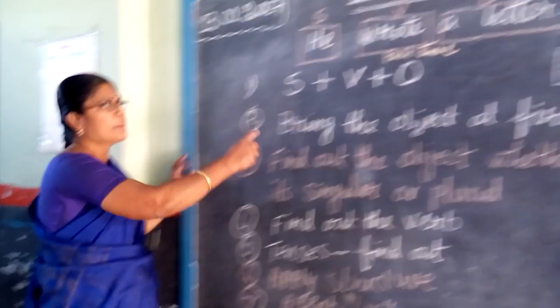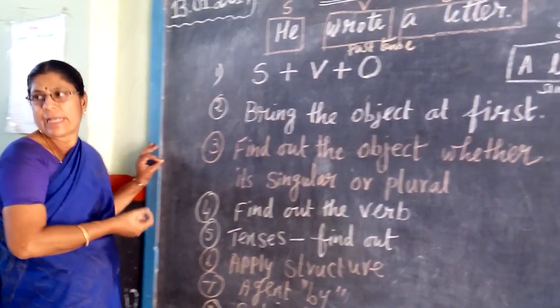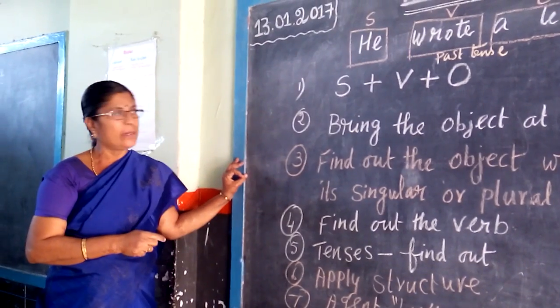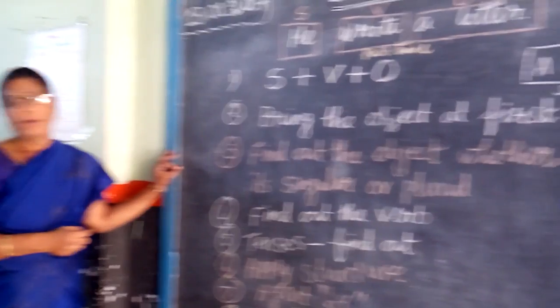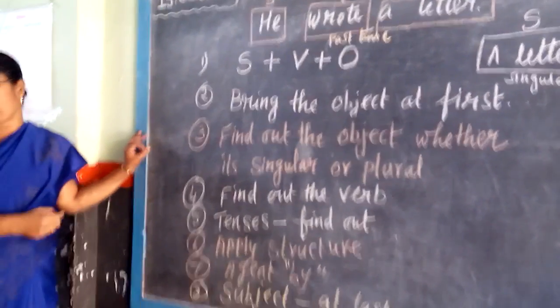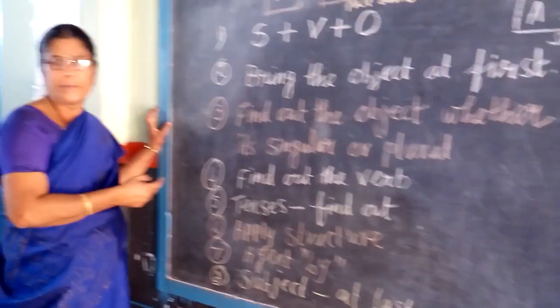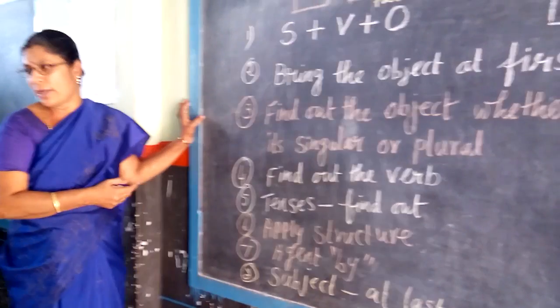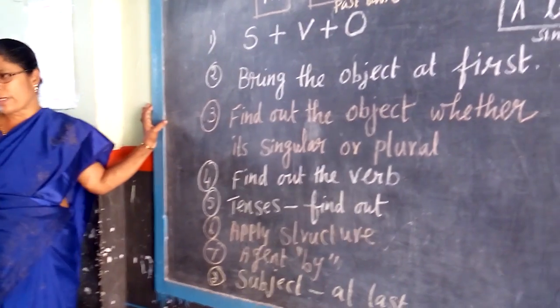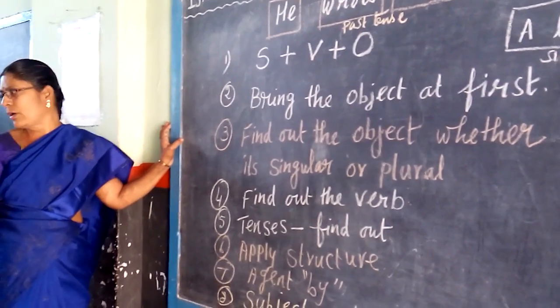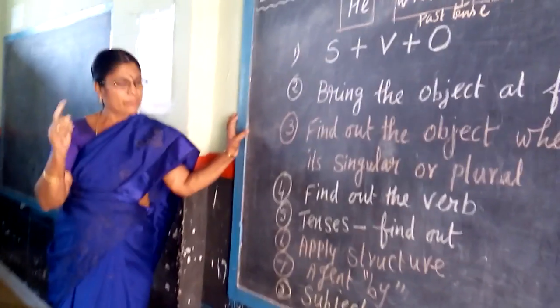So what is that? Split the sentence into SVO, that means subject, verb and object. Second, bring the object at first. Find out whether the object is singular or plural. Singular means only one. Plural means more than one. In Tamil they are called orumai and pannai.